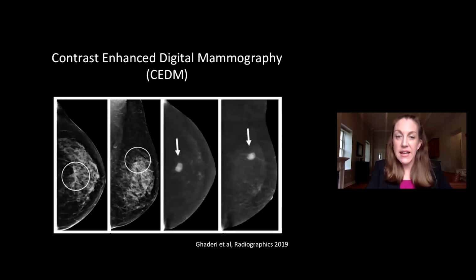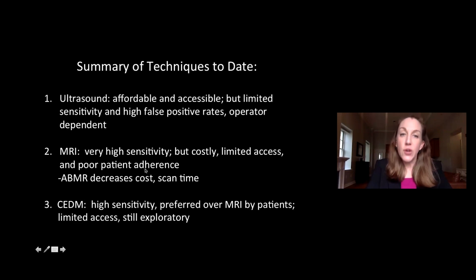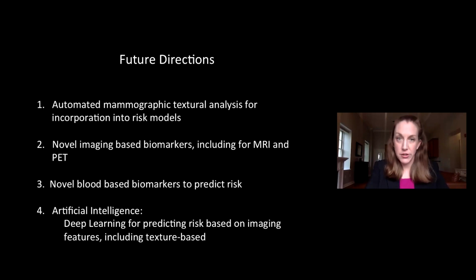This is what this looks like in practice. So this patient has a cancer. These right 2 images are contrast. You can see that with contrast, this cancer avidly enhances, is very easy to detect, although on the left, without contrast, it's somewhat masked by the dense tissue. So in summary, ultrasound is affordable and accessible, but limited sensitivity and high false positives. MRI, excellent sensitivity, but costly, limited access and poor patient adherence. Contrast mammography has high sensitivity and is preferred over MRI, but it is still exploratory.